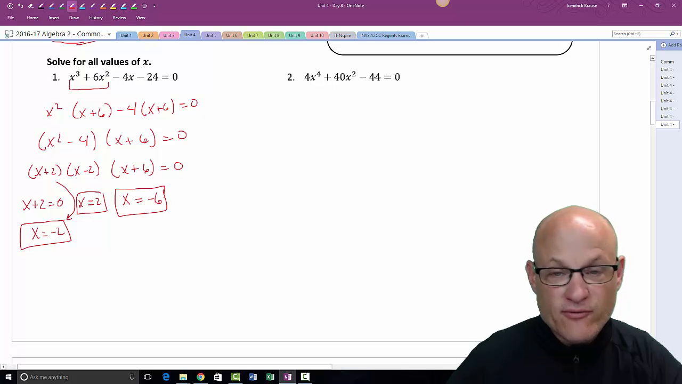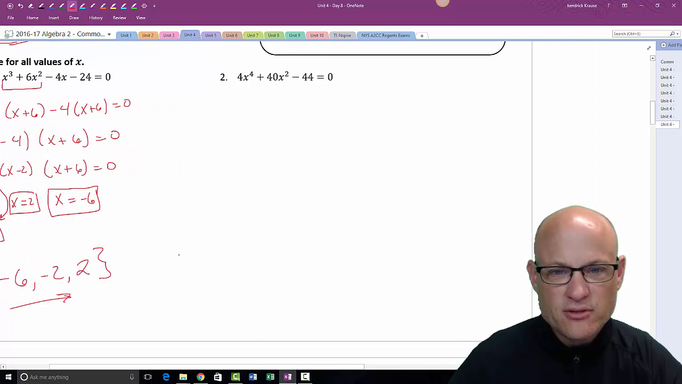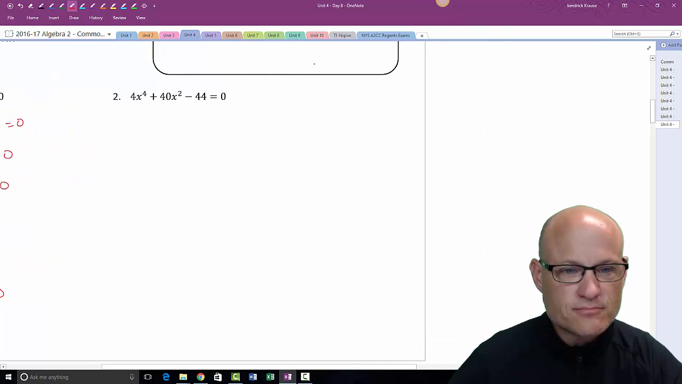I'm hoping that you guys can figure that one out on your own. So I've got 3 answers in set notation: negative 6, negative 2, and 2. It also makes you look nice if you put them in numeric order. Don't have to, just makes you look good.